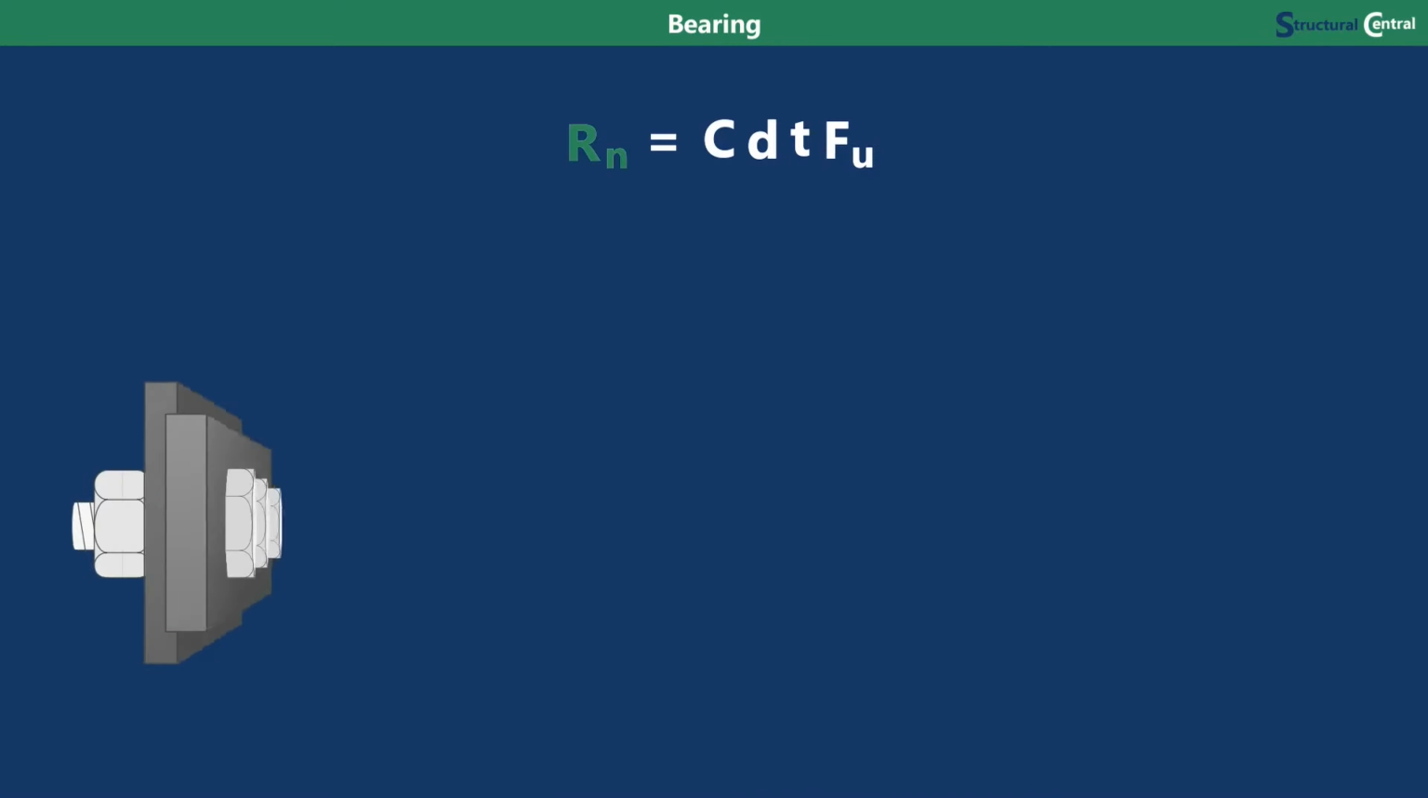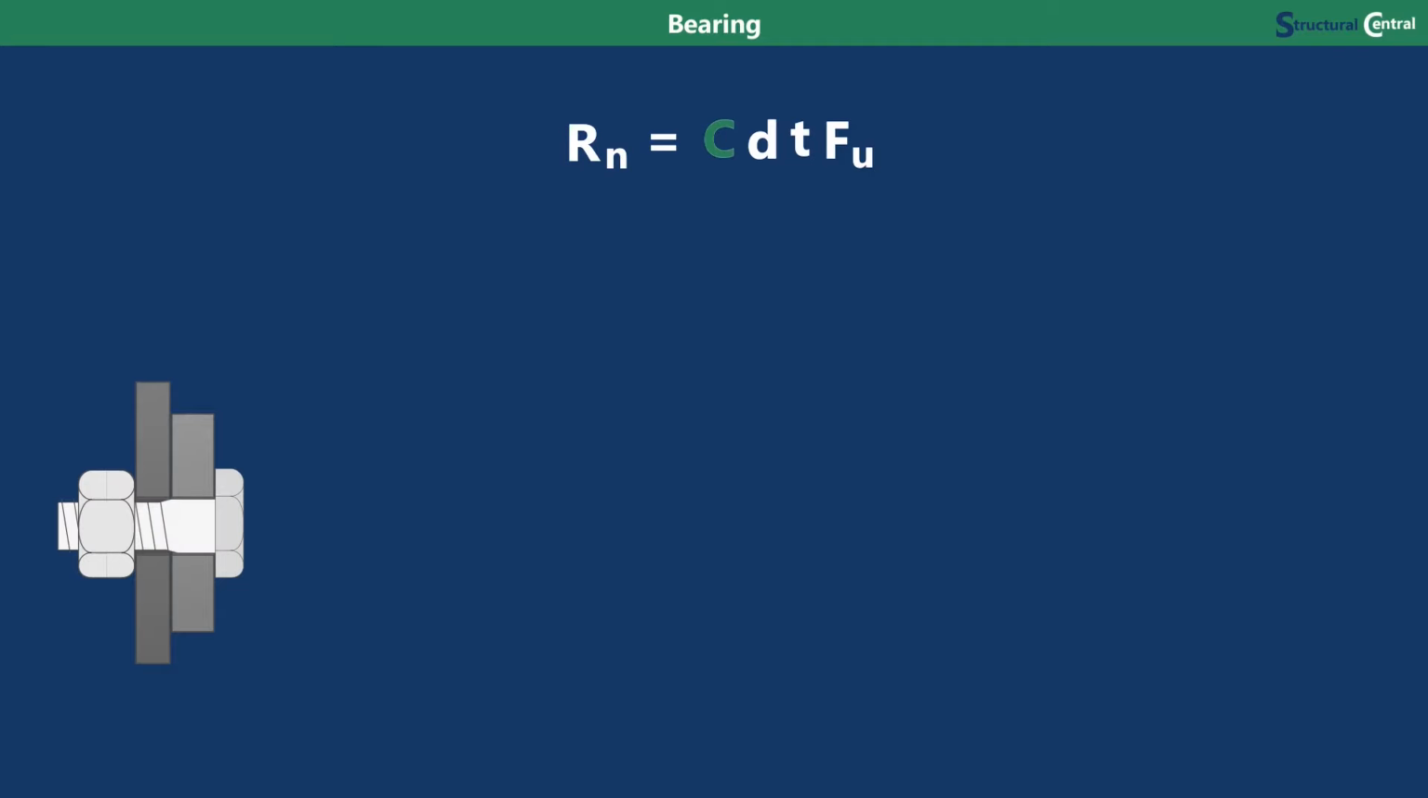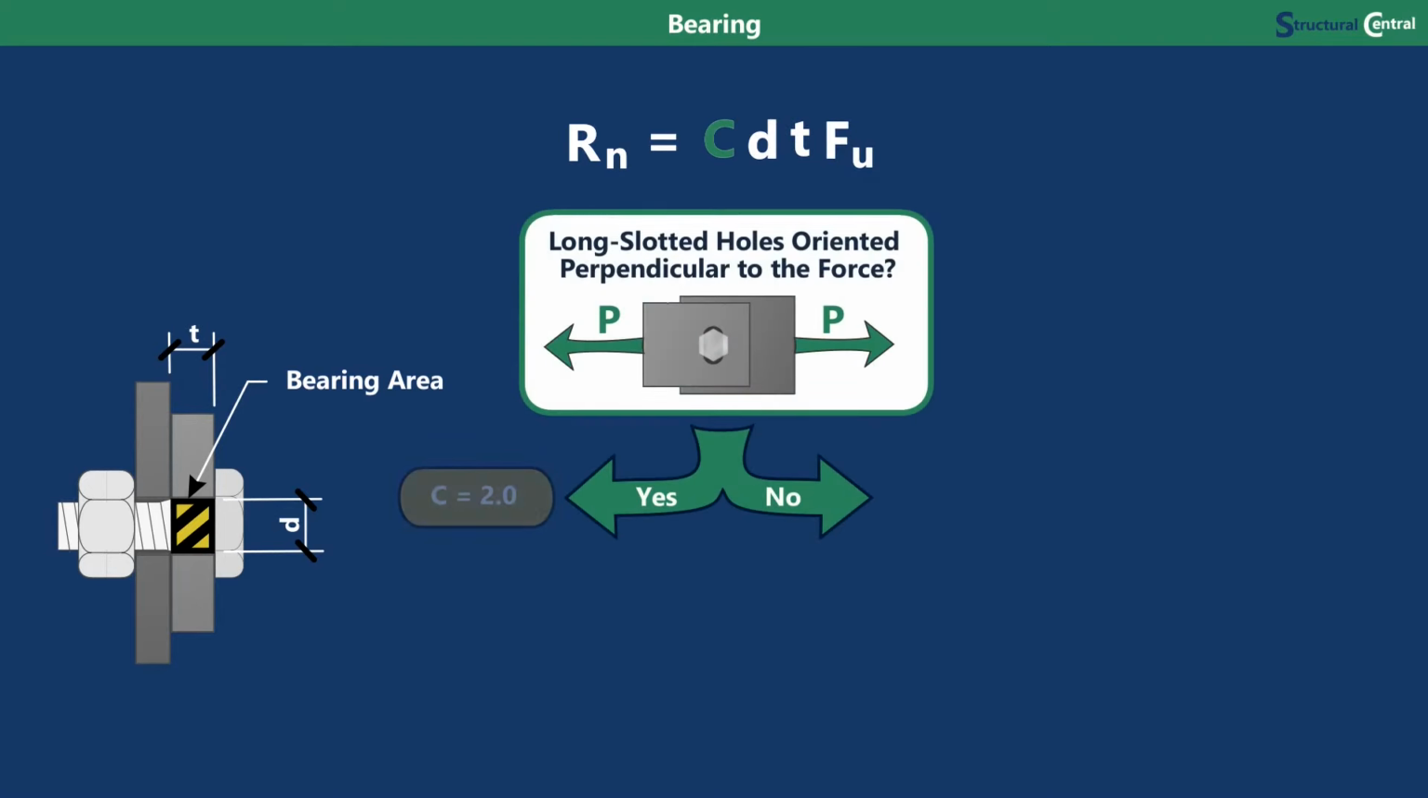The bearing strength Rn is determined by multiplying a coefficient C by the bearing area, which is the bolt diameter times the bearing material thickness, and the steel strength of the bearing material. The coefficient C will be 2.0 for long slotted holes if the slot is oriented perpendicular to the direction of force.